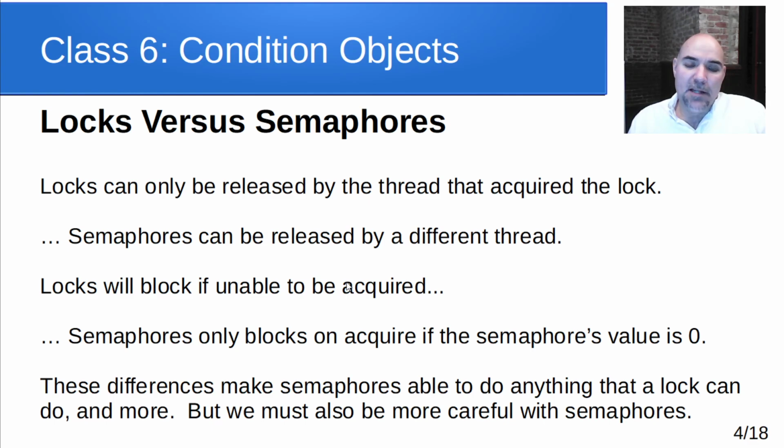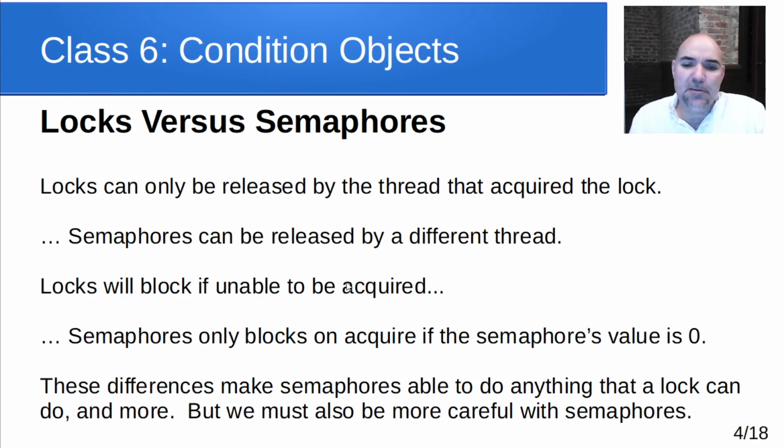Locks will also block if they're unable to be acquired, and semaphores only block on an acquire if the semaphore's value is equal to 0. In other words, if you have a binary semaphore and it starts off with 1, then it behaves a lot like a lock that can be unlocked by the thread that locked it or another thread. But if I have a semaphore value that's greater than 1 initially, like 2, then that means it can be acquired twice before blocks start happening on acquire, and it would have to be released twice to put it back to the state of 2.